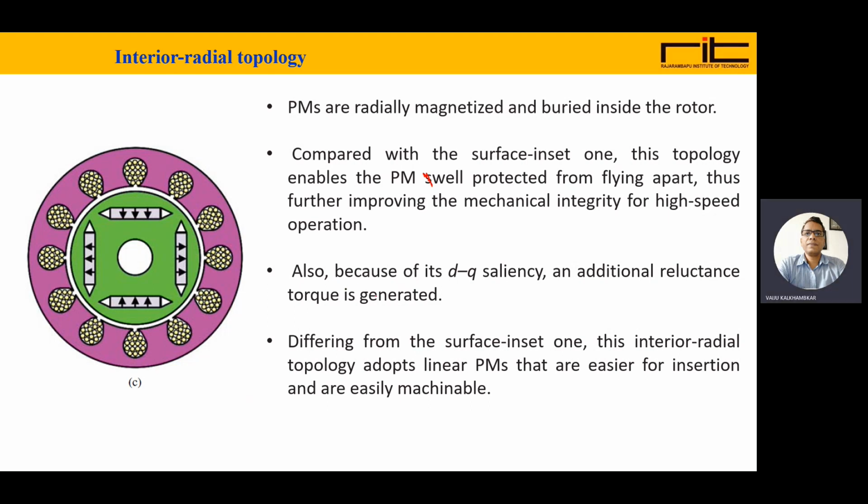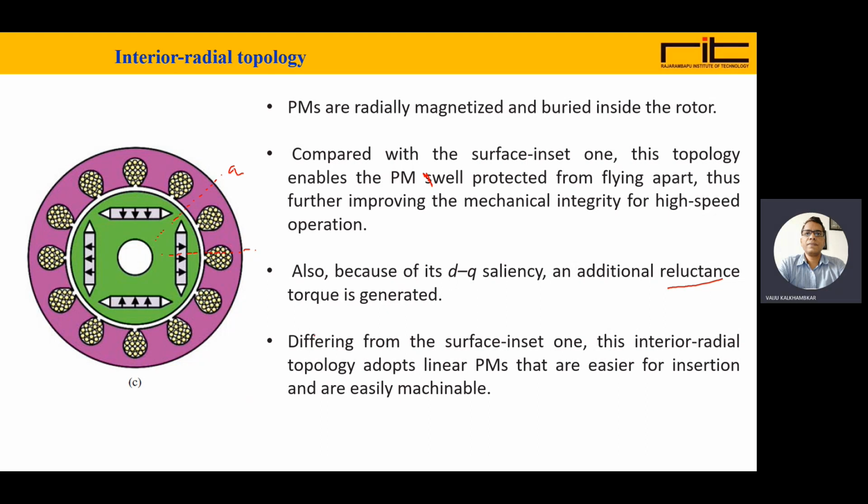Also, because of its DQ saliency, additional reluctance torque is generated. So if we see, this is the quadrature axis and this is the direct axis. There is a difference in the inductance and reluctance torque is generated, and that will also support the net torque.